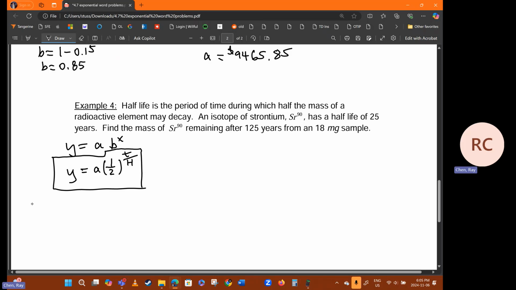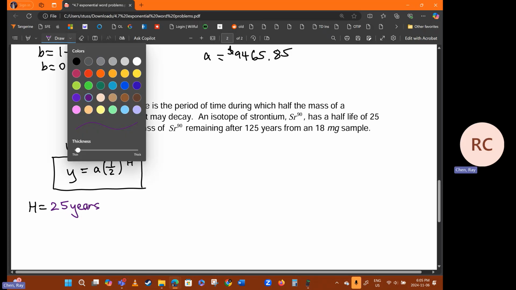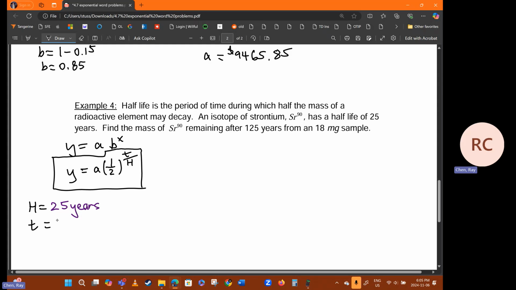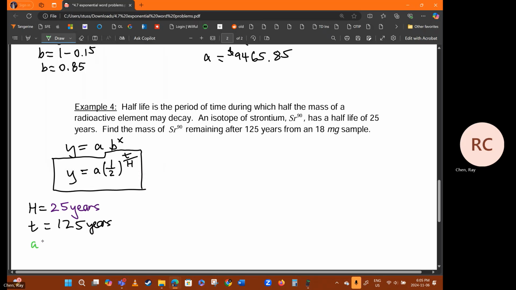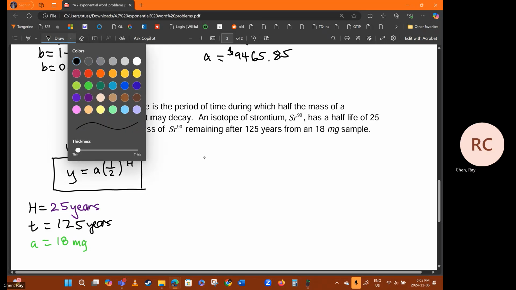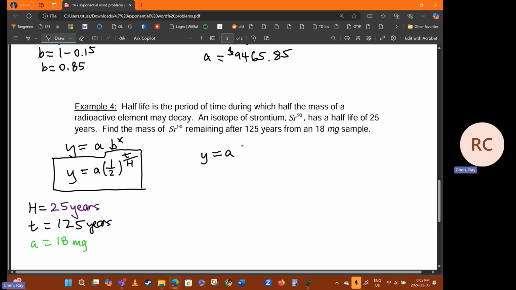So I think the half-life period is represented by that 25 years. Hopefully you can all see this purple. The time period, though, that we're actually going to use is 125 years. And the original amount is going to be 18 milligrams. So using our formula, y is equal to a times one half to the t divided by h.